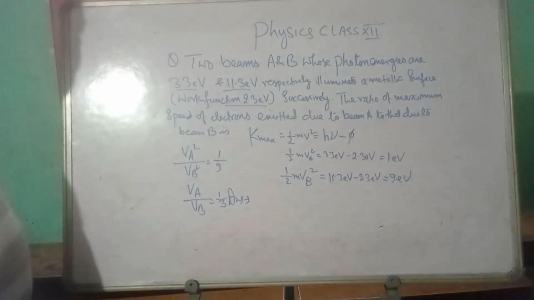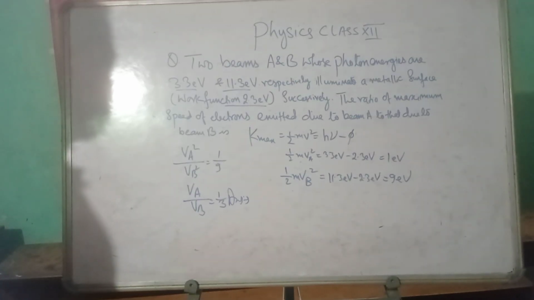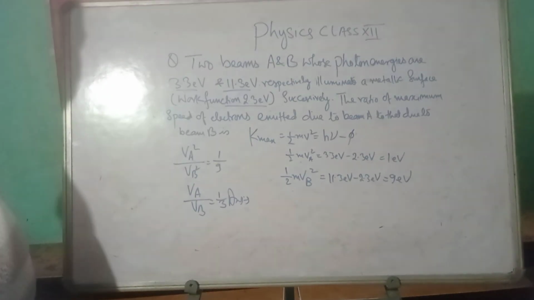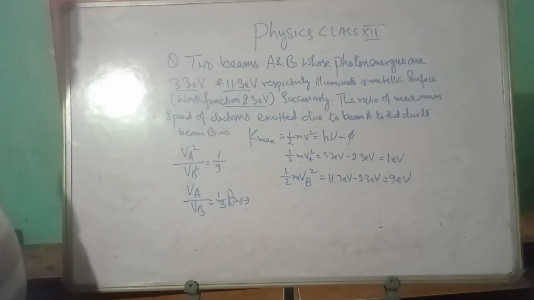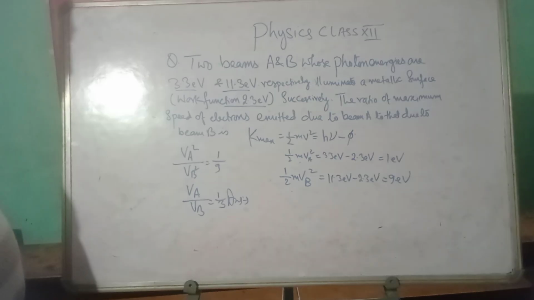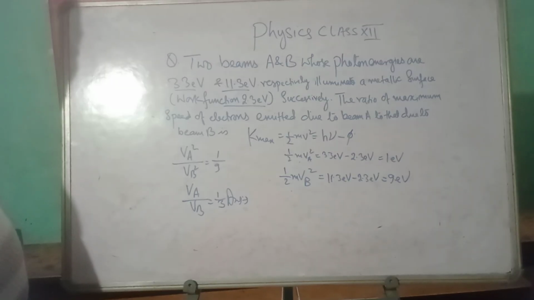So here you see two beams A and B whose photon energies are 3.3 electron volt and 11.3 electron volt respectively. That means this is not K max, that is the energy of the incident radiation. The first is 3.3 electron volt and that of the second is 11.3 electron volt. And the work function is given to you. We have to find out the ratio of the maximum speed of the electrons.